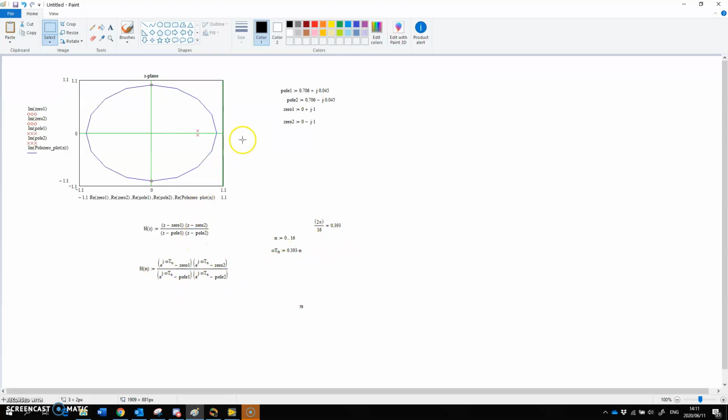So once again, we can see we've got two zeros, two poles. If we have three or four, it means we have more of these brackets. So at the moment, there's just two zeros, two poles. If you have four zeros, it means you'll have to have four of these brackets above the equation. Same with the poles.